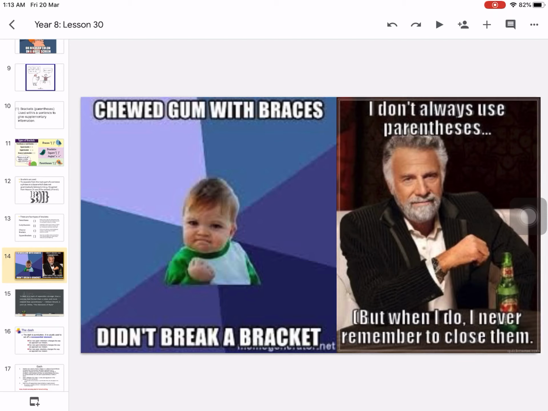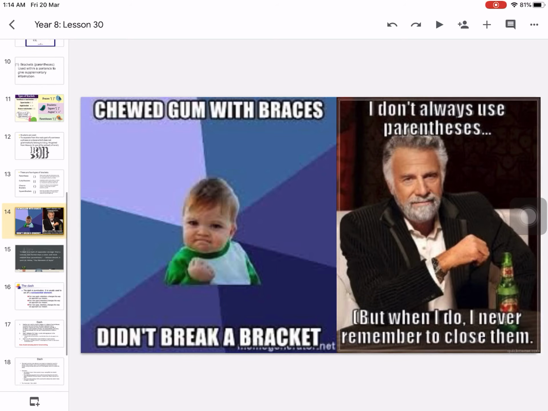Okay, can you see the second meme? "I don't always use parentheses, but when I do, I never remember to close them." This is a common mistake that you did in your previous midterm exam. When you want to put added information or extra information in a complete sentence, make sure you close your bracket, or else I will never know when this added information ends.